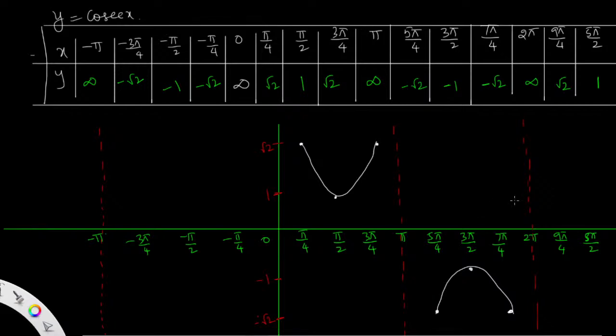And next one, 9 pi by 4 is root 2, and 5 pi by 2 is 1, and the next point is like this. From this also we can join this, and simultaneously on the left hand side. So minus pi by 4 is minus root 2, minus pi by 2 is minus 1, and minus 3 pi by 4 is minus root 2.